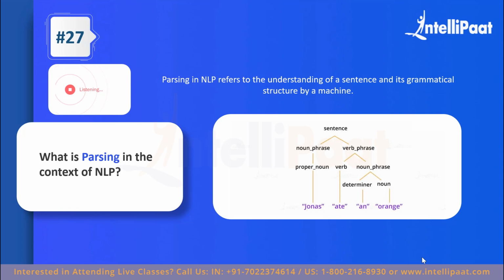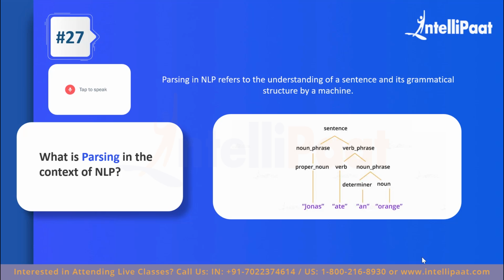Now the words that are left are "an" and "orange". So there is determiner and noun. Orange is a noun and determiner is "an". So, Jonas ate an orange. This is actually the parsing in context of NLP. This is how we actually implement NLP solutions. We actually solve NLP problems using parsing.